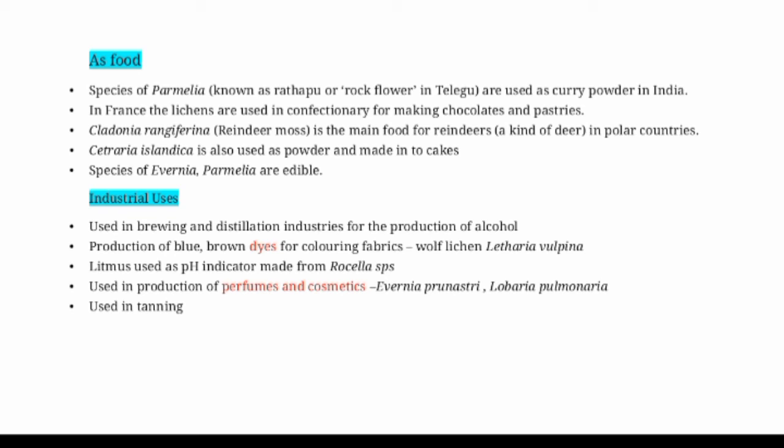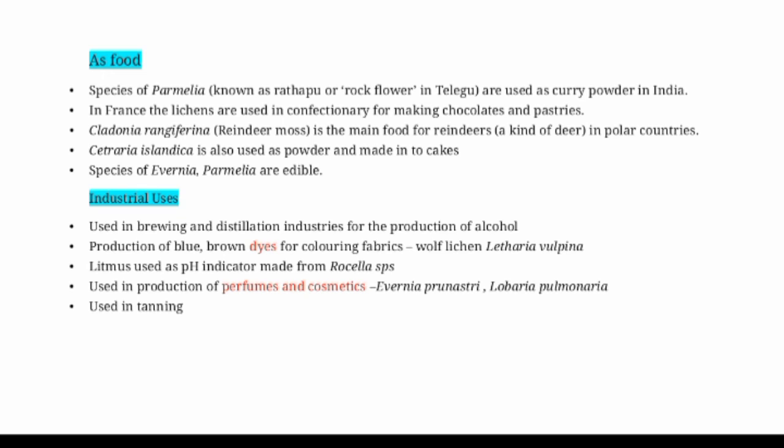As food, species of Parmelia, known as rock flower, are used as curry powder in India, and in France lichens are used in coin factories for making chocolates and pastries. Cladonia rangiferina is a main food for reindeer, and Cetraria islandica is used as a powder made into cakes. Species of Evernia and Parmelia are edible.